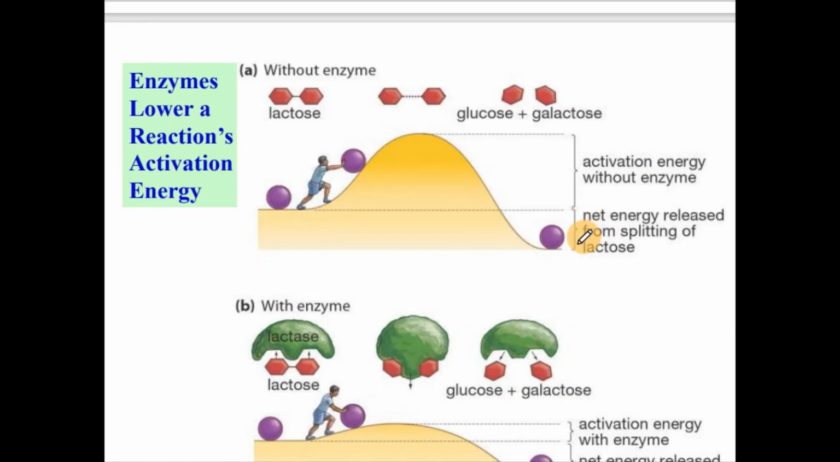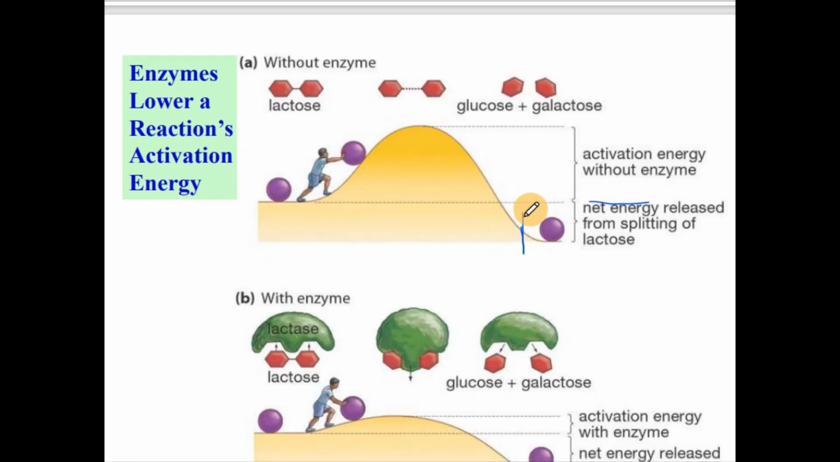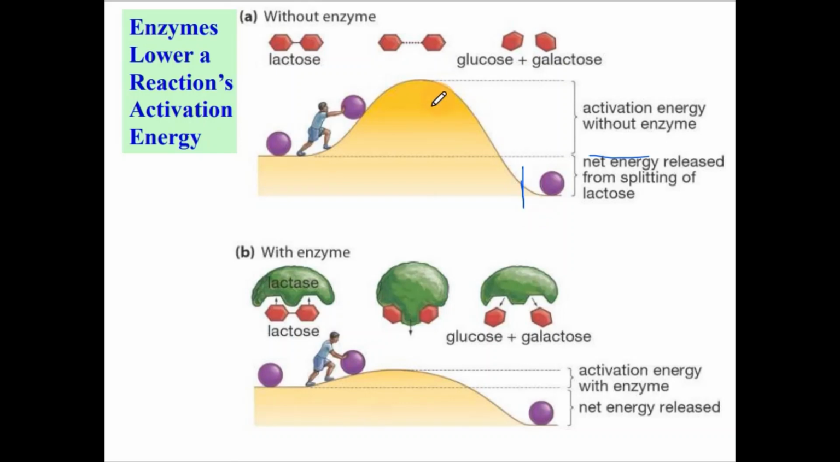Now, the difference between the product energy and the reactant energy is called the net energy released from the splitting of the lactose, or the splitting of the bond. So this energy difference is what we call the Gibbs free energy. When you get a negative value, it means it is spontaneous, but when you get a positive value, it is not spontaneous. So this reaction occurs very slowly, and it will take a longer time for this man to roll this ball over this hill. But if you add an enzyme to it, as seen here, that is just an illustration of trying to break a lactose without an enzyme.